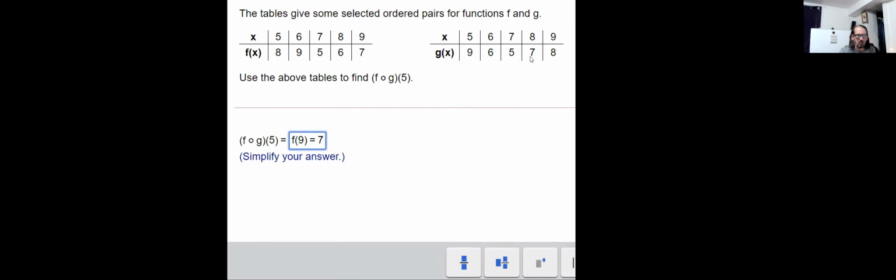Okay, that matches up, but let's see what else. If we put in 6, f would send 6 to 9, and then g would send 9 to 8. Whereas if we put 6 into g first, it's going to give us 6, and 6 goes to 9 instead of 8. So the order matters. Also, let's see here.